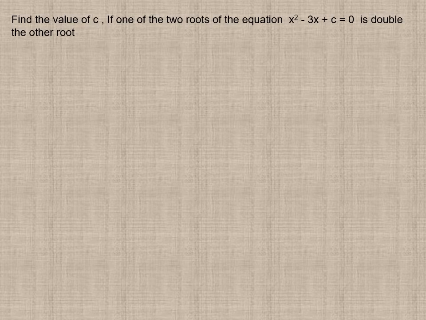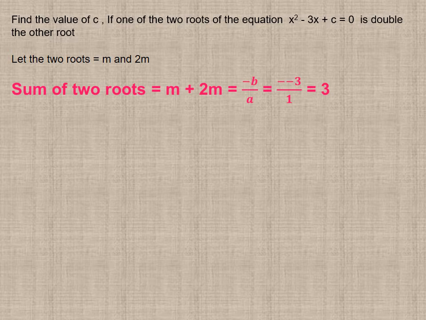Find the value of c that makes one of the two roots double the other. The equation is x squared minus 3x plus c equals 0. First, let the two roots be m and, since double, 2m, right? What about the sum and what about the product? Here I have the sum equals m plus 2m, and also the sum equals negative b over a. That means negative negative 3 over 1 equals 3. Finally I can say that 3m equals 3. That means m equals 1.